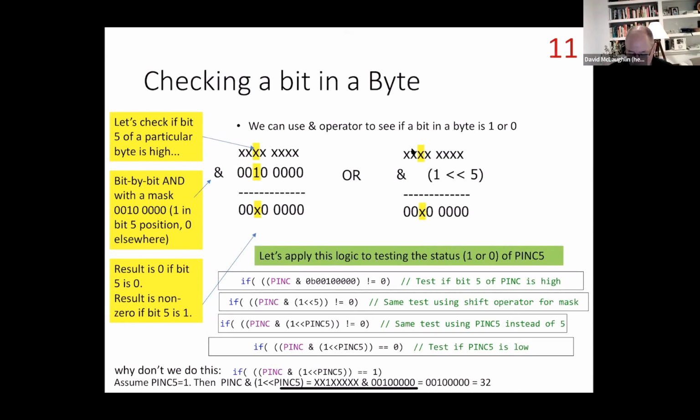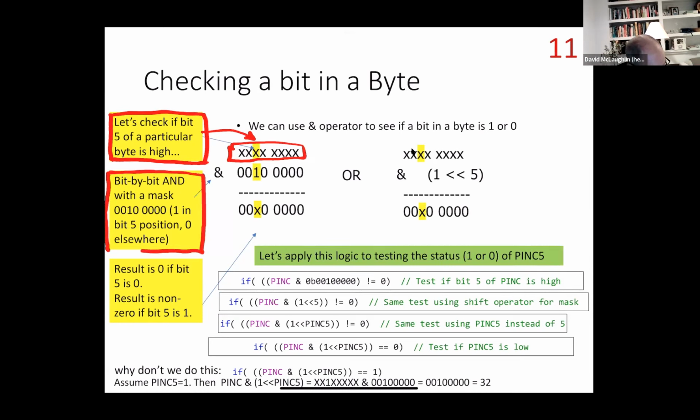Okay, so here's how I want to do it. I'm going to check to see if, let's say, bit 5 of a particular byte is high. So let's suppose that I have this byte here, and I just want to know, is bit 5 high or low? That's what I want to know, because let's suppose that corresponds to this pin that's sensing a switch in the outside world. So how do I find out if that's high or low, given that I can only read the entire byte? Well, the thing I need to do is a bit by bit AND with a mask. And it's going to be a mask that has a 1 in the bit 5 position and 0 elsewhere.